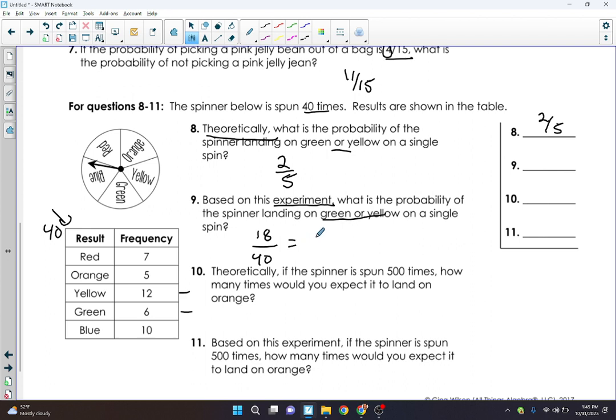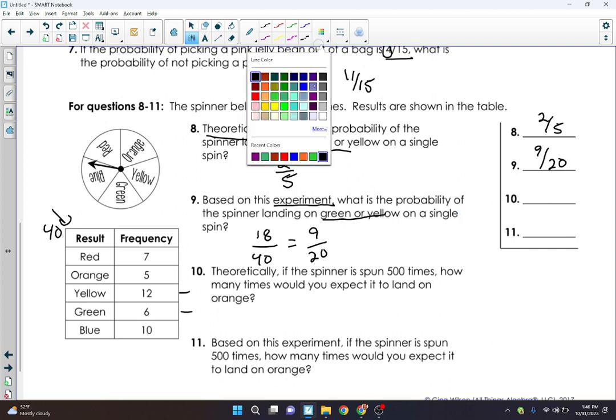Simplify that. That's 9 over 20. So then it's just going to be 9 over 20. Okay? I might ask you a question, so pay attention to this. Compare the two. Are you more lucky or less lucky in this situation?